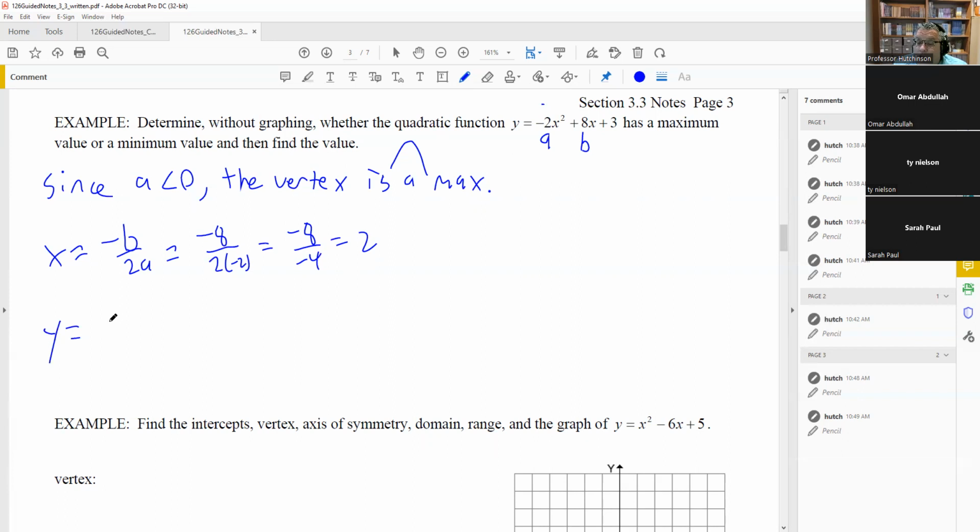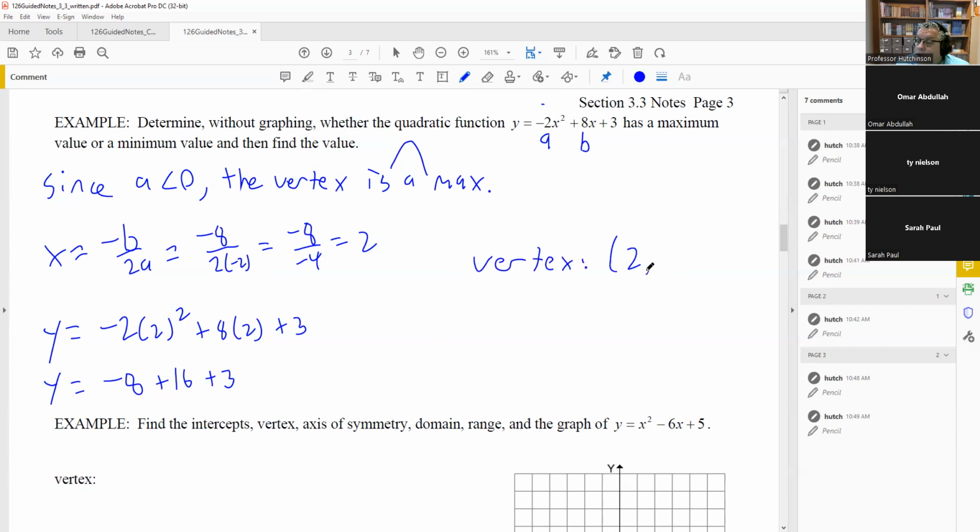So now we've got to find the y value, and we just put the 2 in for all the x's in the original equation like that. And so we get -8 plus 16 plus 3. So putting that in there, we get -8 plus 16. So 16 minus 8 is 8. 8 plus 3 is 11. So the vertex is going to be 2, 11.